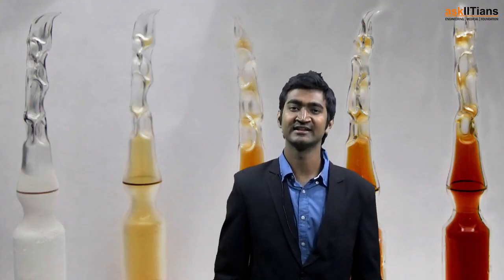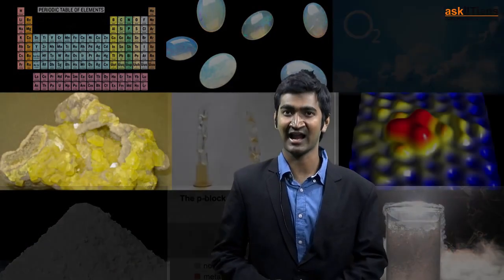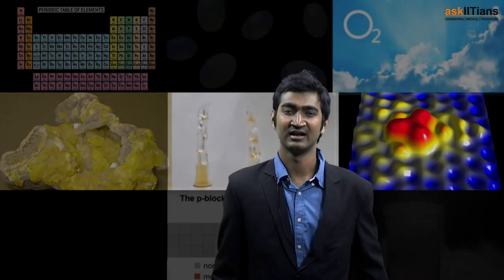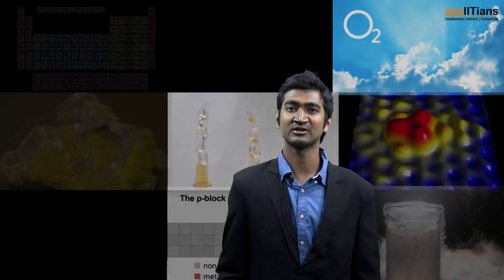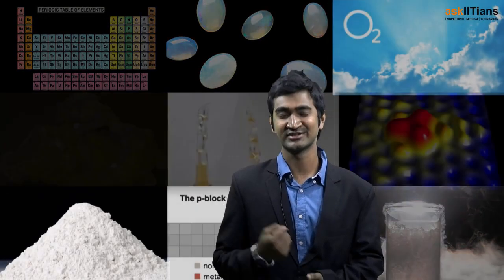So students, in this part we learned about bleaching powder and the interhalogen compounds, which are the most important compounds formed by the halogen family. In the next part, I will be telling you about the inert gases, noble gases. So stay tuned with me for that.